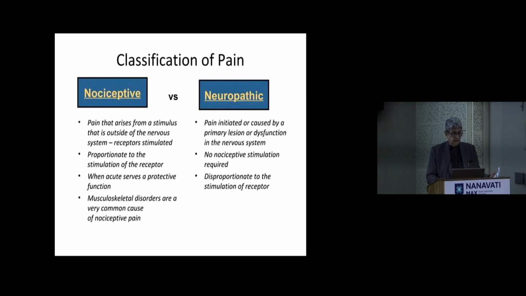That pain arises from a stimulus outside of the nervous system, it is receptor stimulated, proportional to the stimulation of the receptor. When acute, it serves as protective, and musculoskeletal disorders are a very common cause of nociceptive pain, whereas neuropathic pain, which will be talked about by the other speaker, that is diabetic neuritis, alcoholic neuritis, leprosy neuritis, viral neuritis, we are not concerned with that. NSAIDs are not going to work on that. That is very important for us to understand, whereas these MRs keep on bombarding us with what Samir said just now.